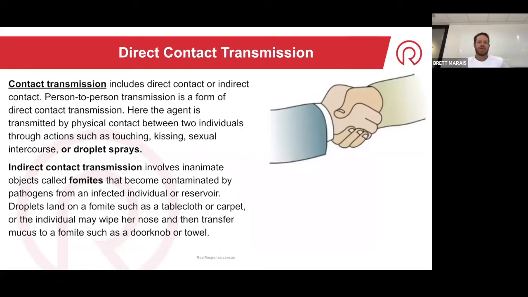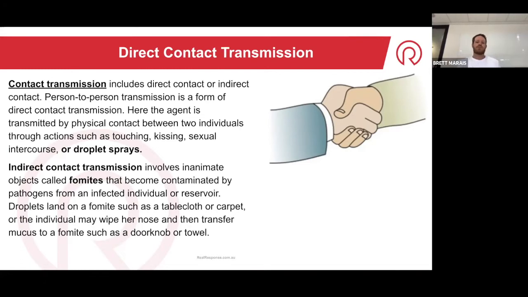What we're looking at here is the direct contact transmission of COVID-19. First of all, what is the direct contact transmission? So the contact transmission includes direct contact or indirect contact. Person-to-person transmission is a form of direct contact transmission. Here, the agent, the virus, or the pathogen is transmitted by physical contact between two individuals through actions such as touching, kissing, sexual intercourse, or droplet sprays.